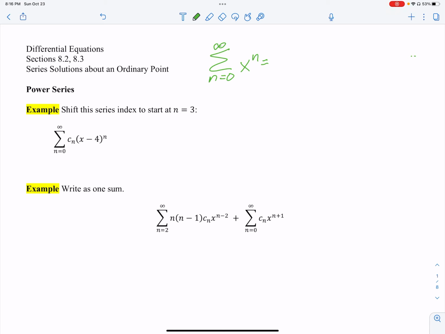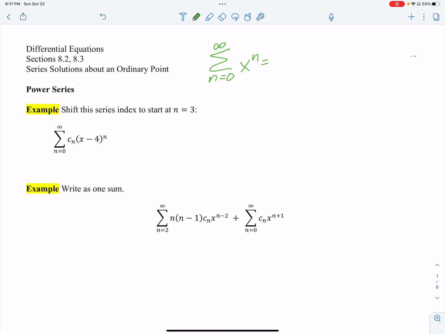It's like the beginning here. This will be like the power series that you guys had in Calc 2. We're not going to do a lot of the crazy convergence tests or anything like that. We're just going to figure out how to find a solution to a differential equation that is a series.